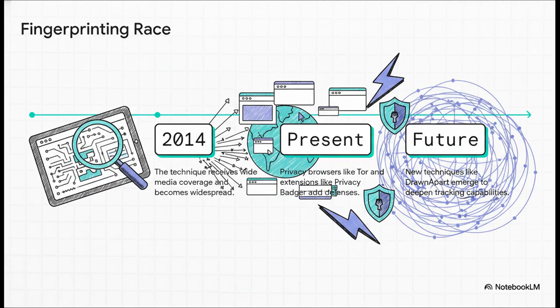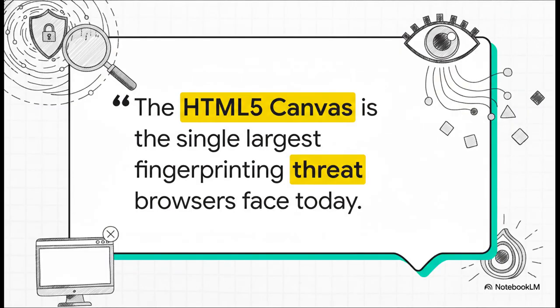The whole idea of canvas fingerprinting really hit the mainstream around 2014, and boom, it was everywhere. Of course, privacy tools started fighting back, but this race is far from over. New techniques like DrawnApart are popping up, and they go even deeper. We're talking about stuff like analyzing the tiny, unique hum from your computer's audio hardware to identify you. Wild, right? And hey, don't just take my word for how big of a deal this is. The Tor Project, the folks who are absolute leaders in online privacy, they called this the single biggest fingerprinting threat we face today. That's a huge statement, and it tells you just how effective and widespread this tech has become.